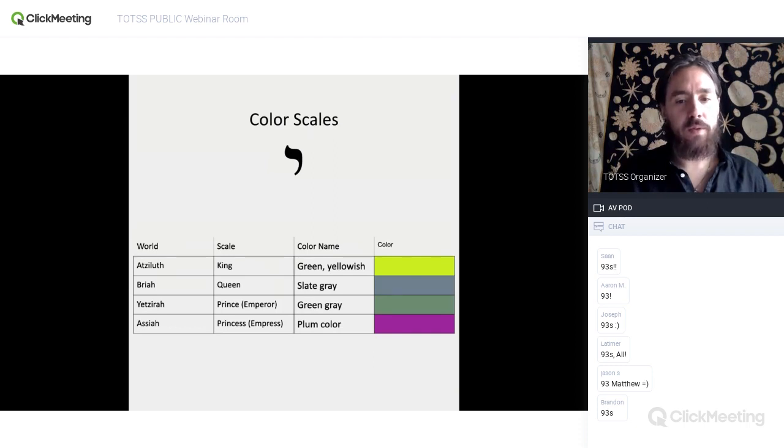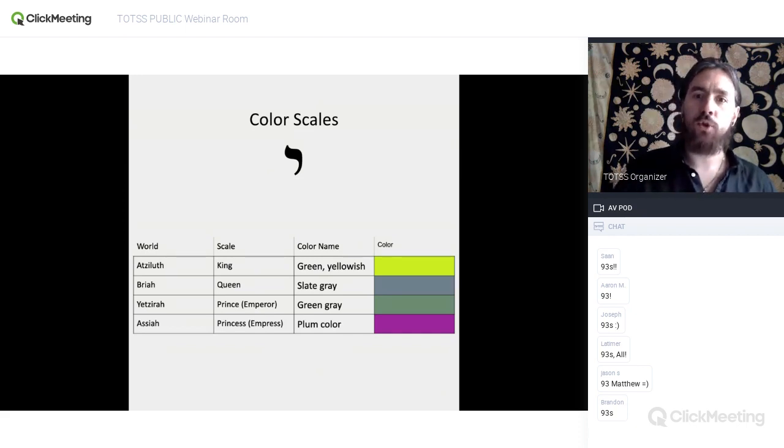And then for the prince scale, we have a mixture of the king and queen, so a green-gray. And then for princess, we have a plum color. Interestingly, Crowley associates this plum color with fertility, and the other colors maybe as more virginal or more infertile. But the plum color Crowley associates with fertility, and kind of the idea of the fulfillment of virginity being fertility. So again, seeing some of this dual meaning.